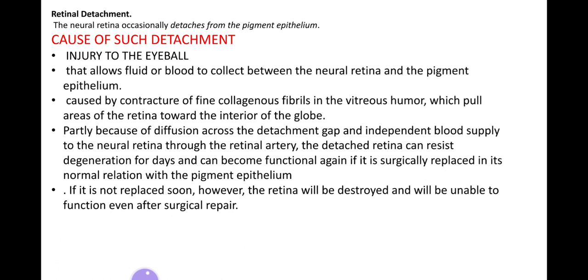It can be partly because of the diffusion across the detached gap and the independent blood supply to the neural retina through the retinal artery. The detached retina can resist degeneration for days, and it can become functional again if it is surgically replaced in its normal relation with the pigment epithelium.